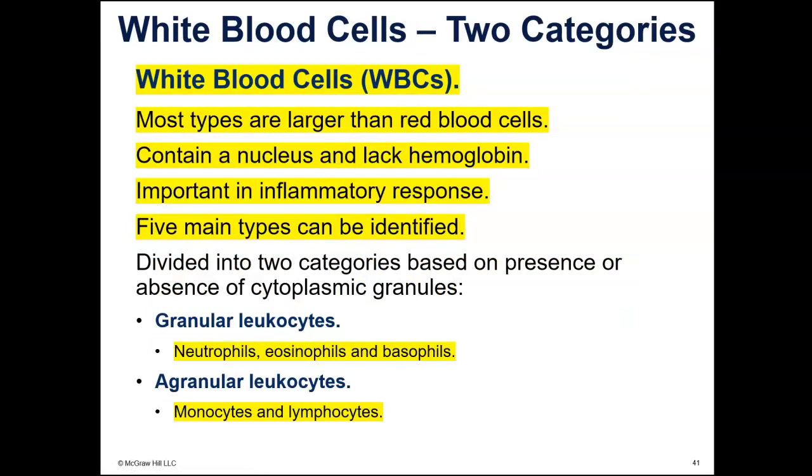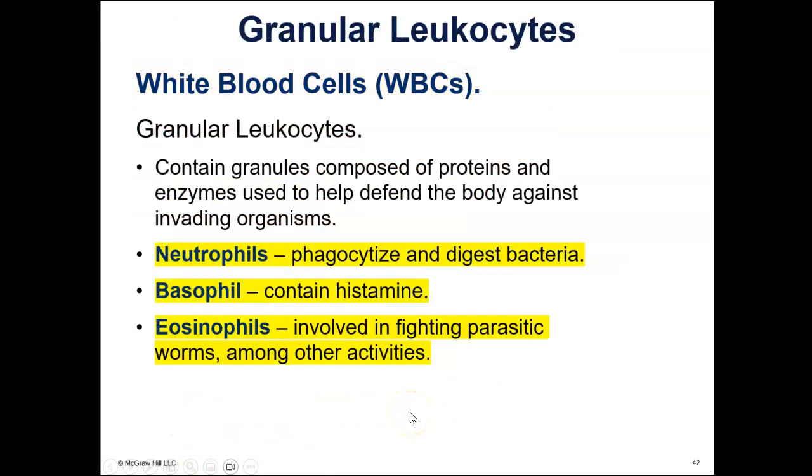Let's talk about white blood cells. Most are larger than red blood cells. The only ones that are about the same size are the lymphocytes. The white blood cells do have a nucleus and they do not have hemoglobin. They are important in the inflammatory response to an infection. There are 5 main types, and we've already looked at them. They're neutrophils, eosinophils, basophils, monocytes, and lymphocytes.